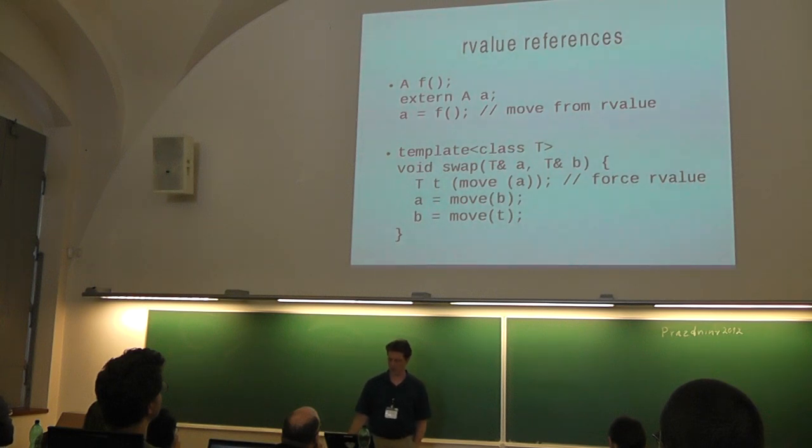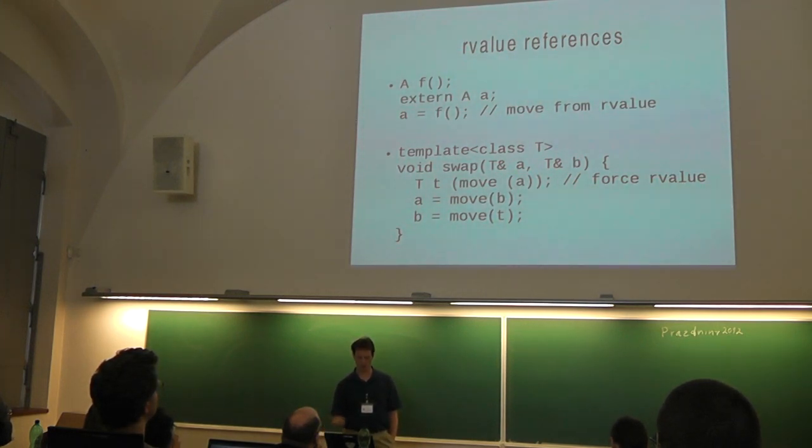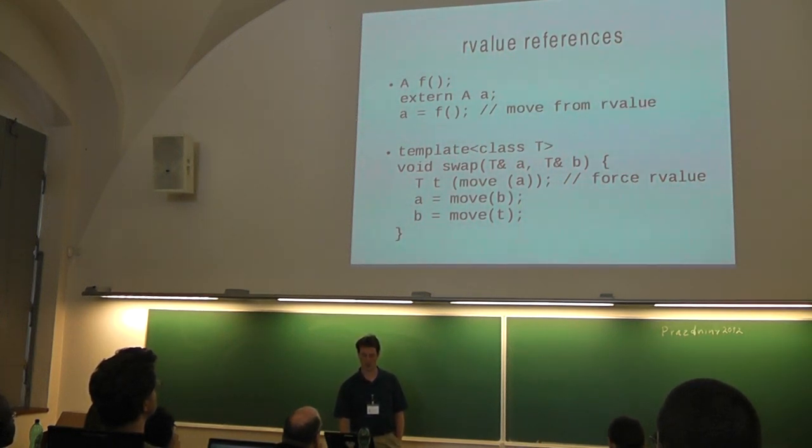In this first example here, we have A equals F paren paren. F returns by value, so that produces an R value, and the assignment just moves from it. Mostly, users of C++ shouldn't have to worry about R value references. This is mostly library level stuff.